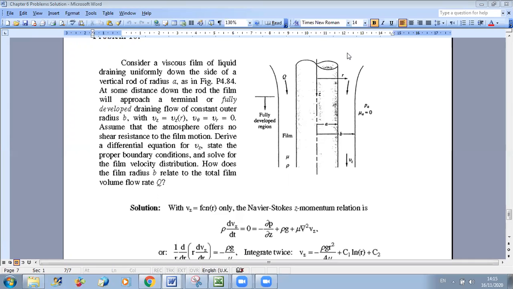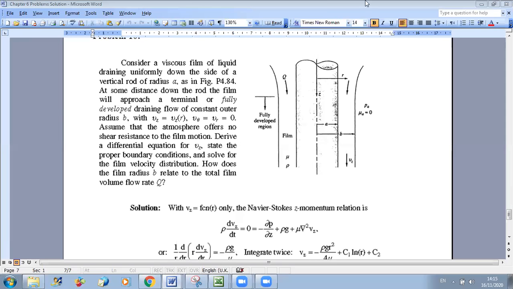Okay, so first, what we want to do is to find the velocity, the variation of the flow profile. And after this, we will find how the film radius B relates to the total flow rate Q. So once we find the velocity profile, we can calculate the volumetric flow rate Q. First, we are working in cylindrical coordinates, so we will apply the Navier-Stokes in cylindrical, not rectangular coordinates. Now let us see the given and how to use them.